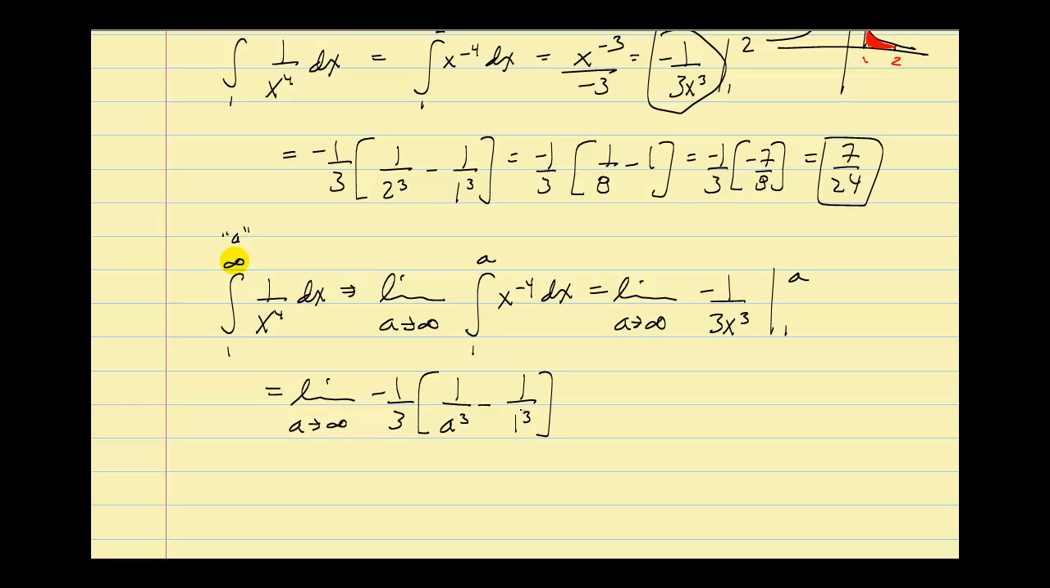So as a approaches infinity, what ends up happening is the denominator of this fraction gets larger and larger and larger, which means the overall fraction gets smaller and smaller and smaller. It goes towards 0. So I've taken the limit. This piece went to 0. This piece will just be a negative 1. 1 cubed, of course, is 1. So I get 1/3.